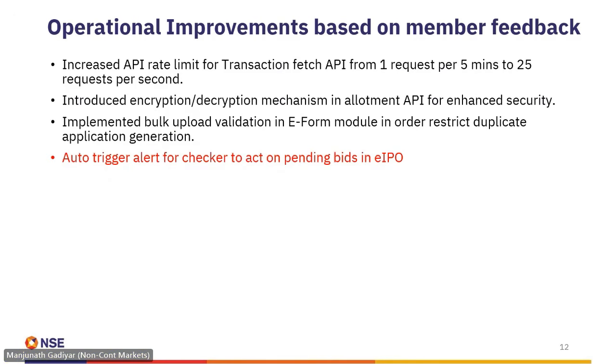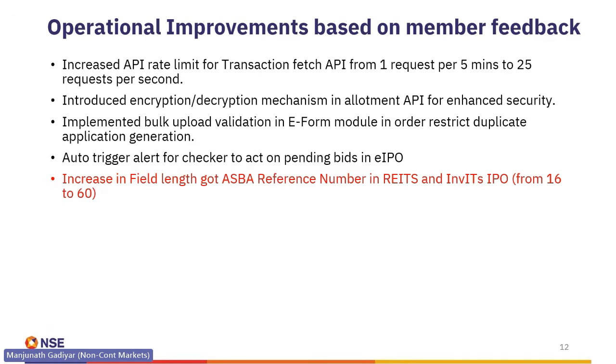Only the checker will get the alerts, or will the maker also get the alerts? The maker will get an intimation, but the checker will get an alert saying the bids have been pending, so please act upon the same. And those alerts will be in the form of email, right? That will be in the form of email. Correct. Okay, please go ahead.